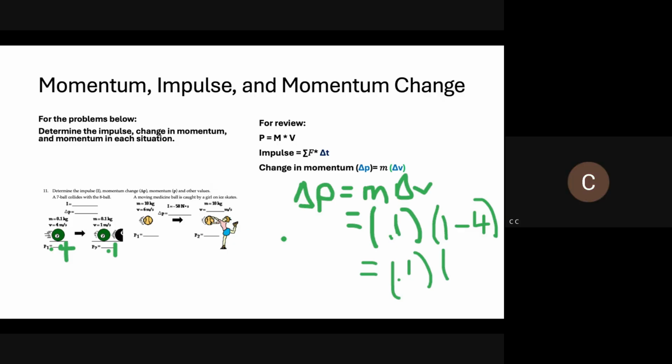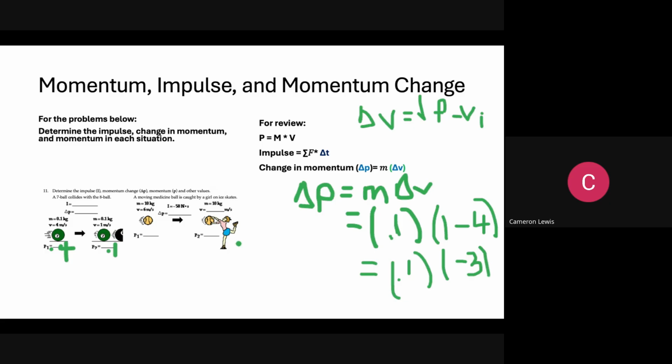Why do we do 1 minus 4 again? Because we want the change of velocity. Remember, change of velocity is equal to final minus the initial. What is the initial velocity? The 4. And what was the final? The 1. So we do 1 minus 4 to find the change. Now, what is the change in velocity? Negative 3. Good. This is important because momentum is a vector quantity.